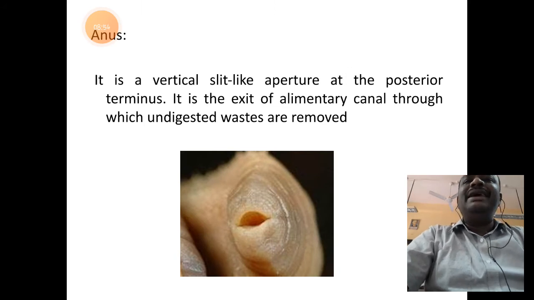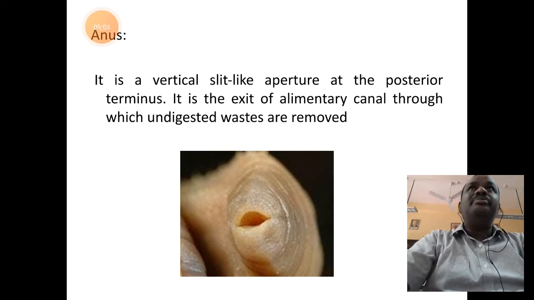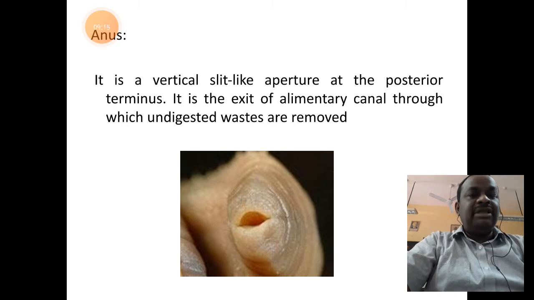The second opening is the anus. It is a vertical slit which we see in the last segment or the terminal posterior segment of the body in case of earthworm. It helps in the removal of undigested waste, defecation we otherwise call it. So, you can see in the picture the vertical slit of the segment which is enlarged.